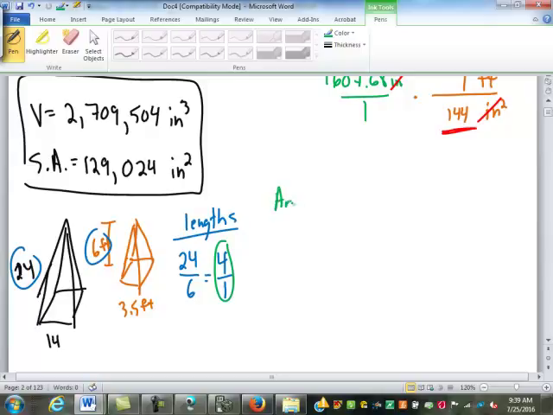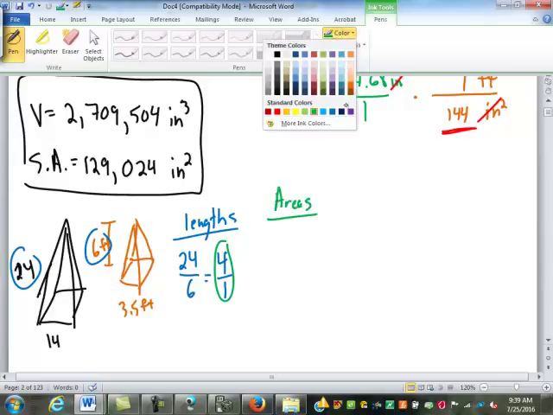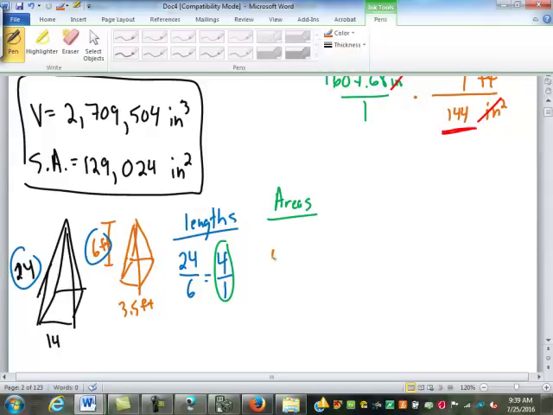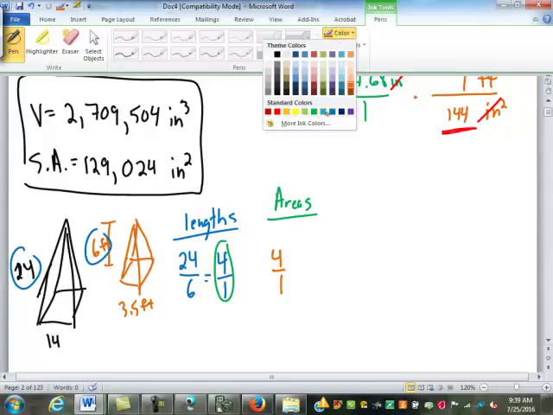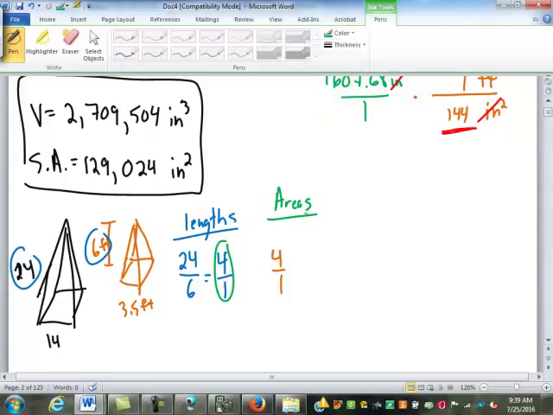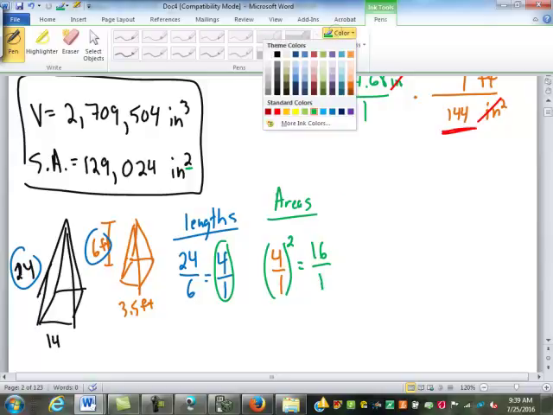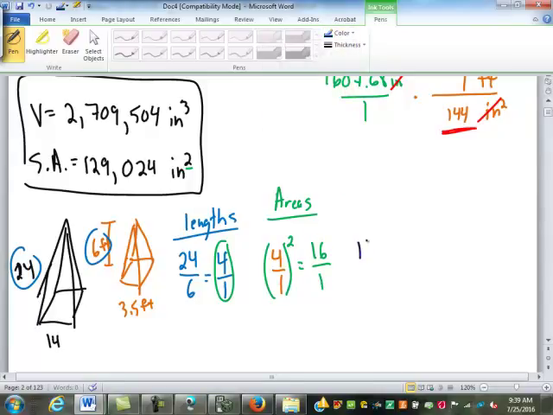So then my ratio of areas is going to be found how? What do I do to my 4-to-1 to find my ratio of areas? Well, look right at the units. The units are squared. The ratio has to be squared. 4 squared is 16. 1 squared is 1. So to find my new area, I use a 16:1 ratio.